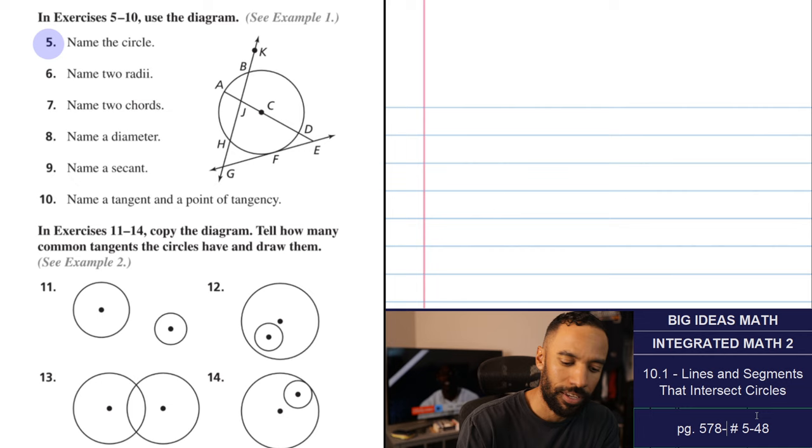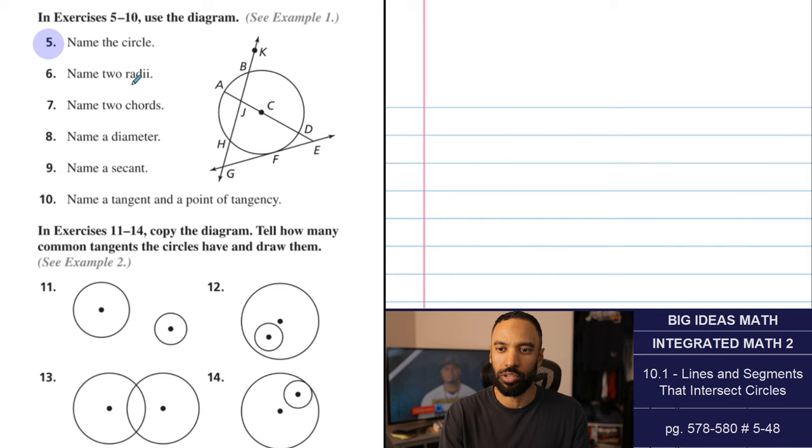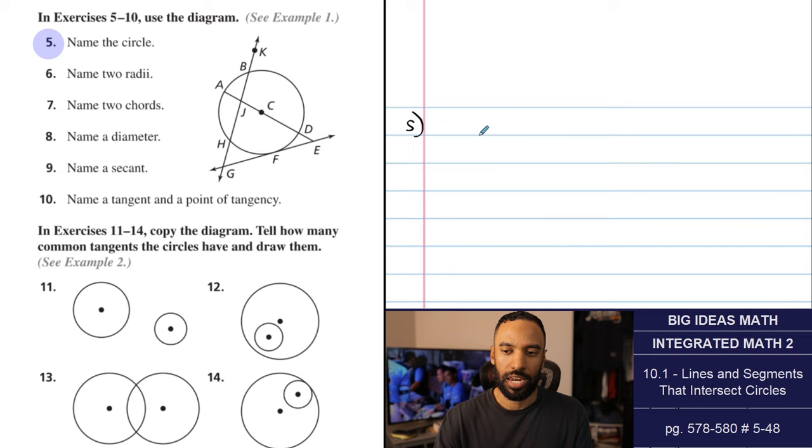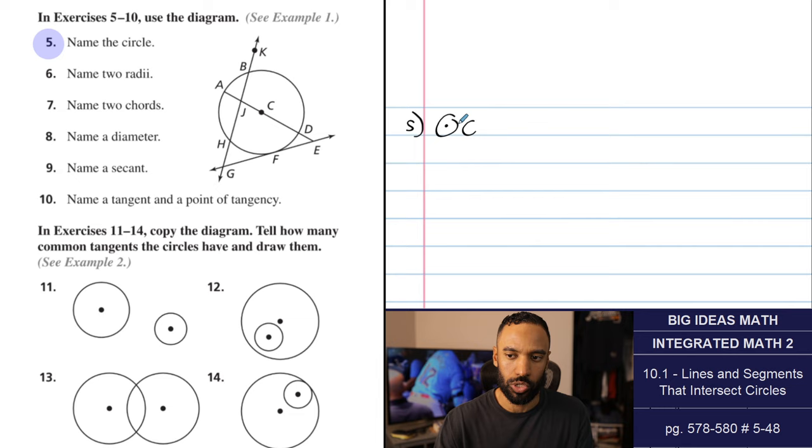Got it. Okay. Let's start with numbers 5 through 10, where we use this diagram, and we are naming the circle. Okay, so if you don't mind me, I'll just keep that diagram right there. Naming the circle, this is known as circle C, because it's based off the center. I can do it like this, or I can literally write out circle C, but that's a symbol of a circle with a center on it.